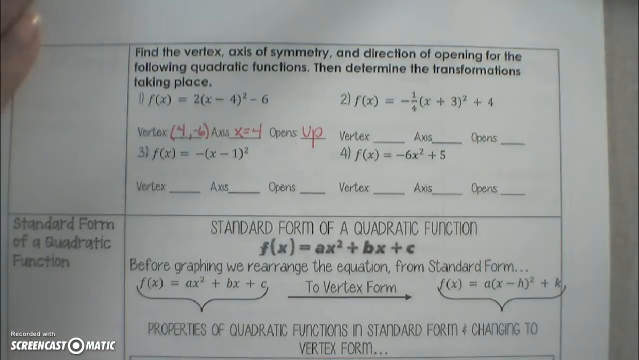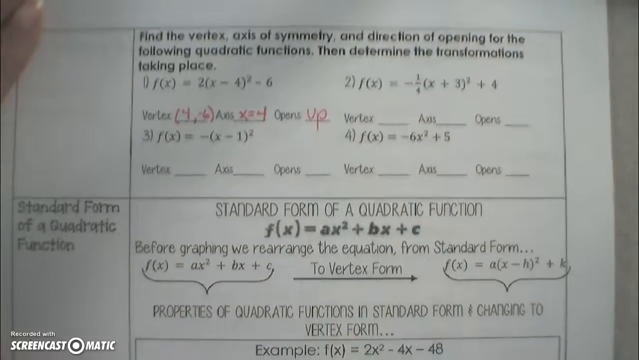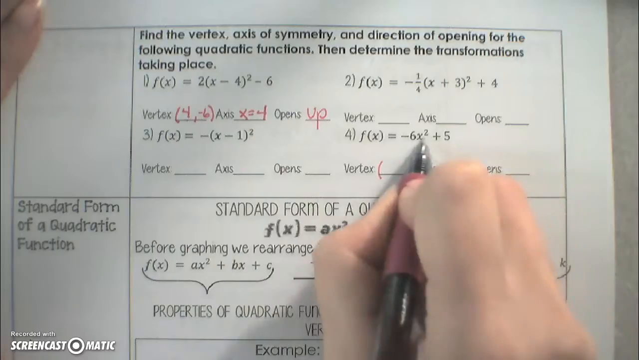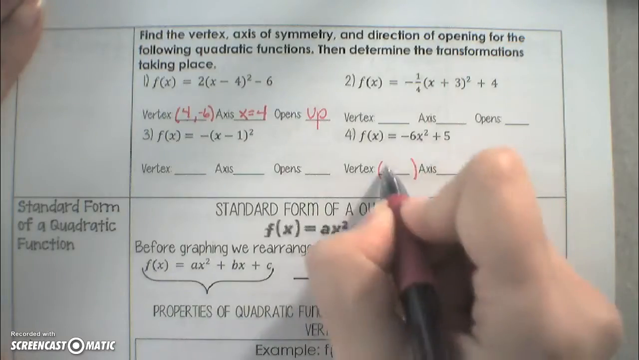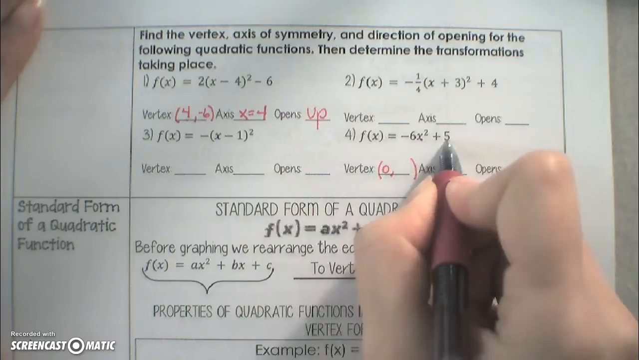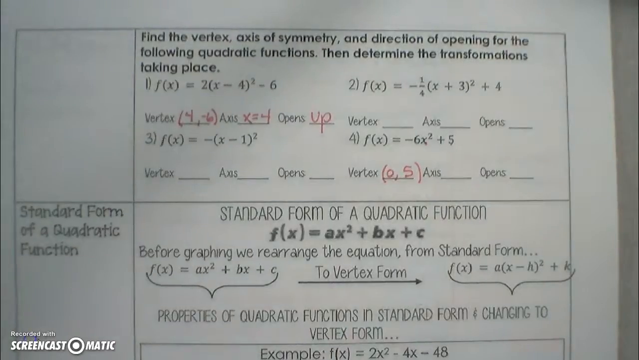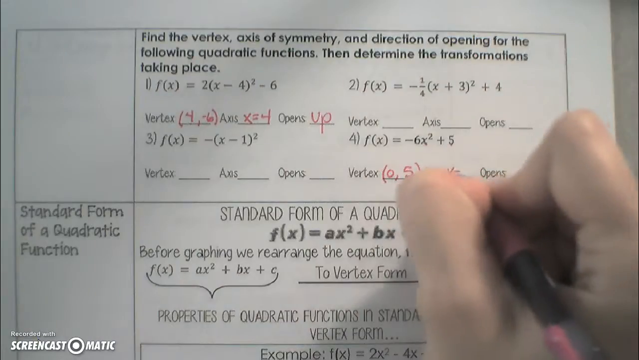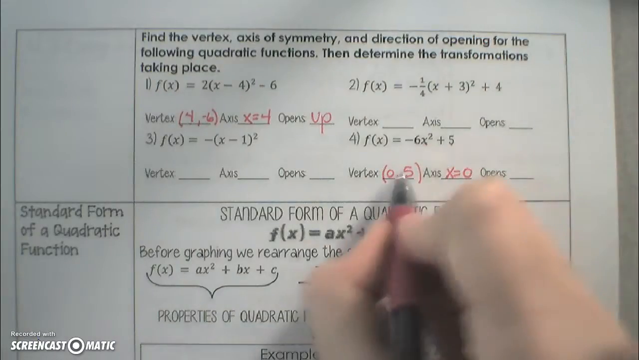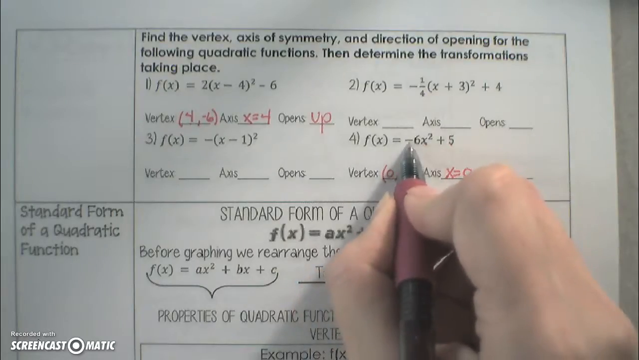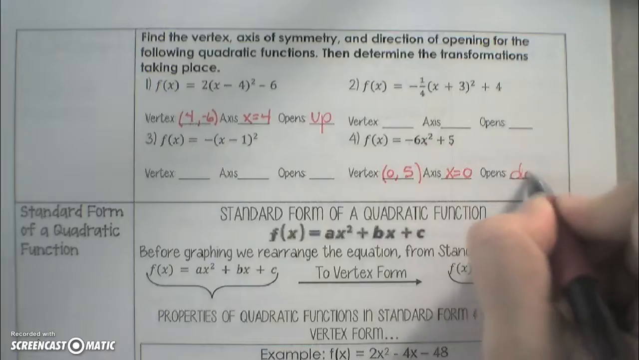So let's take a look at another one together. Let's do number 4 together. For our vertex, nothing is on the inside with our x, so 0, and then the number behind, 5, and our axis would be x equals, and that is x equals 0. So it's x equals 0 here. So opens, and we look in the front, negative, so that means it's going to open down.